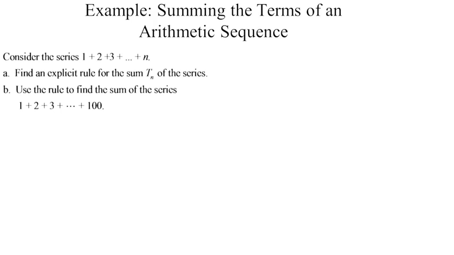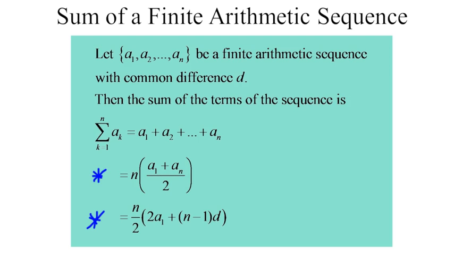Example 1, summing the terms of an arithmetic sequence. So we want to consider the series 1 plus 2 plus 3 and adding all the way up until n. For part A, we want to find an explicit rule for the sum t sub n of the series. So for part A, we're looking for the sum of the series t sub n. We're going to use one of these formulas that we just talked about. I'm going to use the first one.